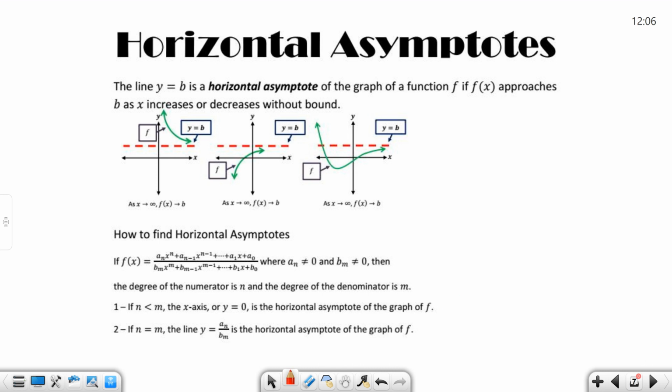The next rule says if n equals m, the line y equals a sub n over b sub m is the horizontal asymptote. If the two powers are the same, the way I look at that is I say, wait a minute, the highest power is not in the top or the bottom, it's in both. So I put high equals. And if the highest power is equal, then basically I say leading coefficient over leading coefficient, and it's y equals that. Again, it's a horizontal line, right?